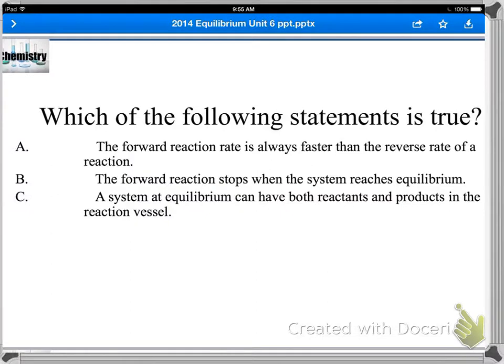Alright, so which of the following statements is true? A, the forward reaction rate is always faster than the reverse. B, the forward reaction stops when the system reaches equilibrium. Or C, the system at equilibrium can have both reactants and products in the reaction vessel. Okay, we're going to stop right there.